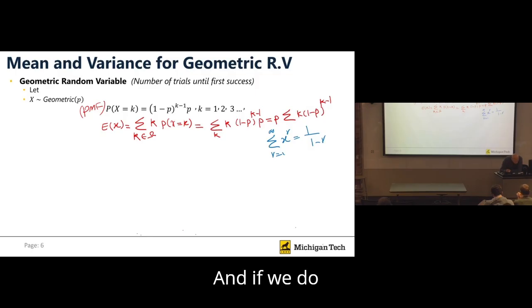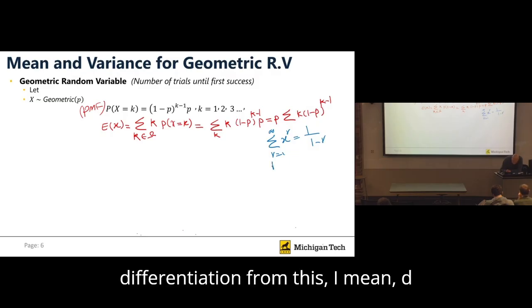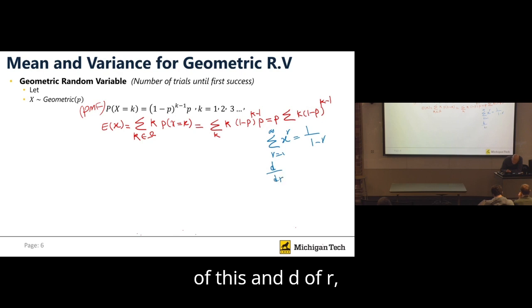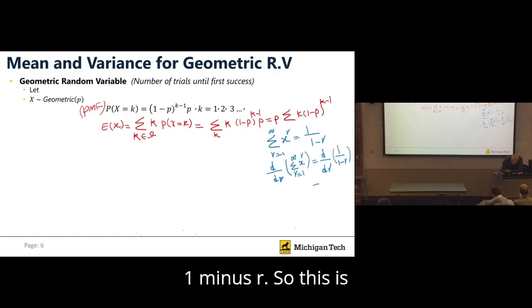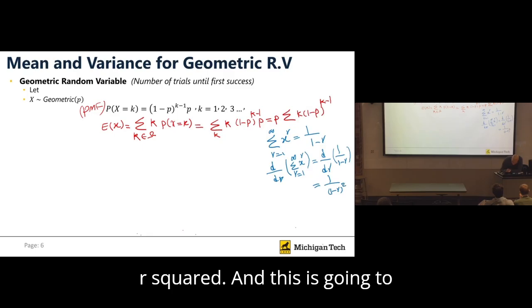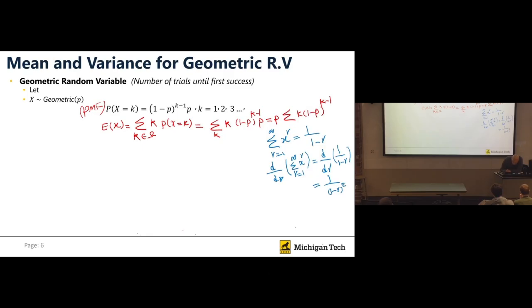And if we do differentiation from this, I mean d of this and d of r, sigma r from 1 to infinity, this is equal to the differentiation of this side, 1 over 1 minus r. So this is going to be 1 minus r squared. And this is going to be r x.